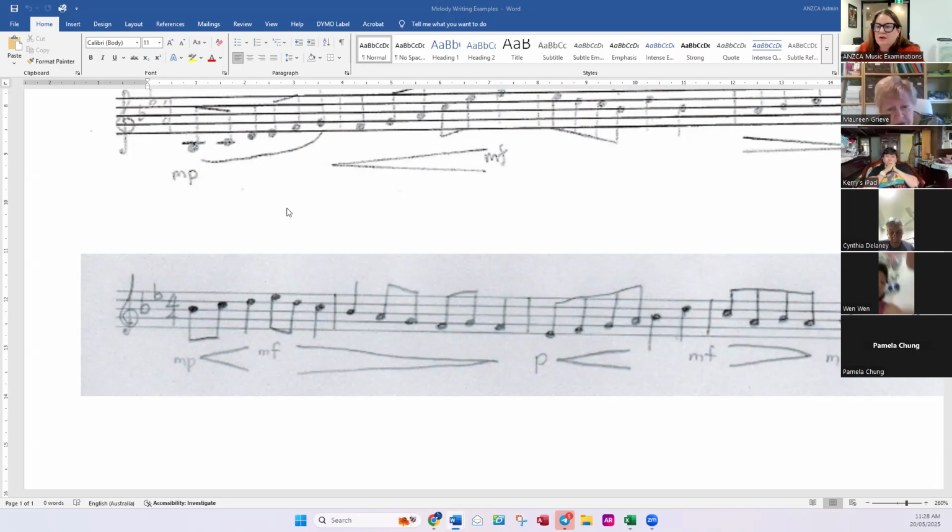Okay, well, that one, using 6 as the benchmark, I'd probably give it a 5.5. I can't remember what I did give it, but I think there's just a few too many errors there.